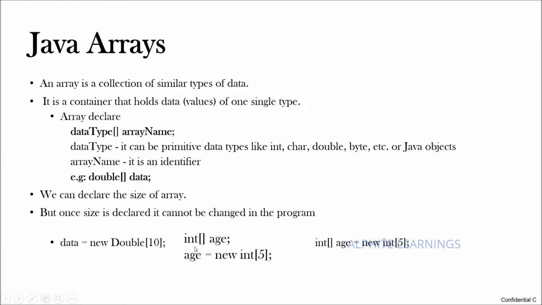Okay, so here we have int age, and we have given the sizes. age is equal to new int of 5. If you have to do it in a single line, you can do it like this. It's up to our need. There is no this is right or this is wrong.